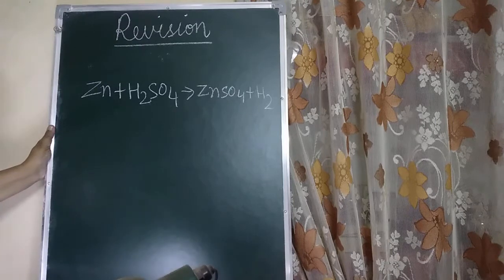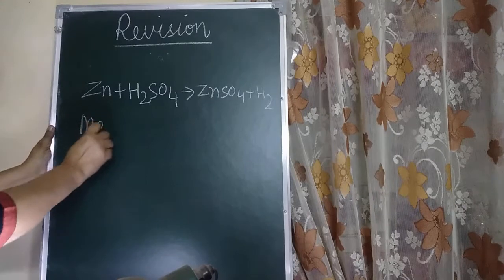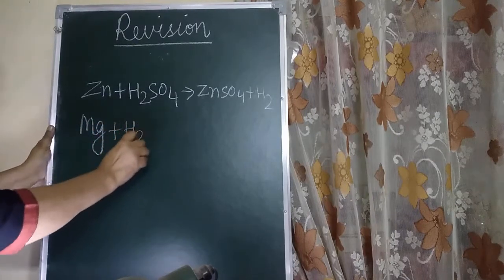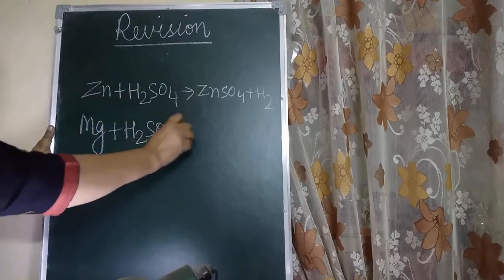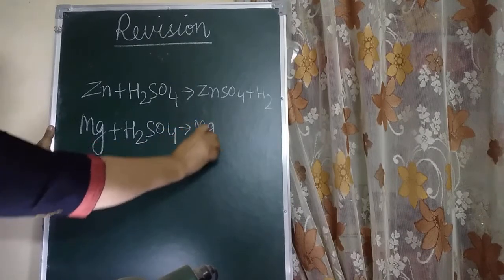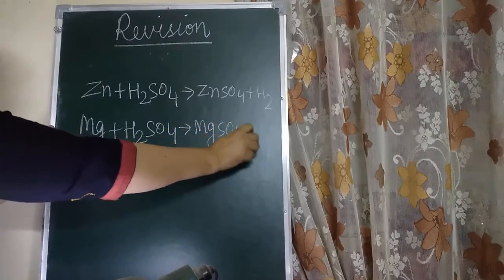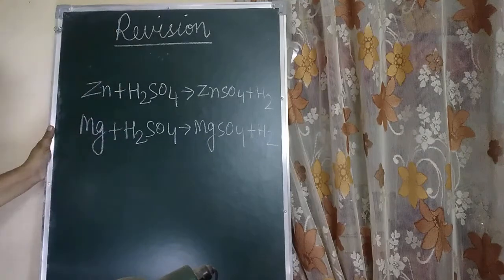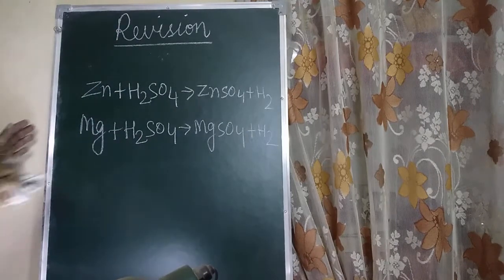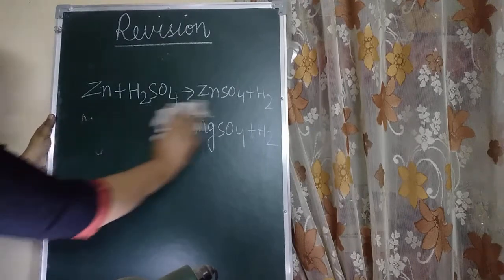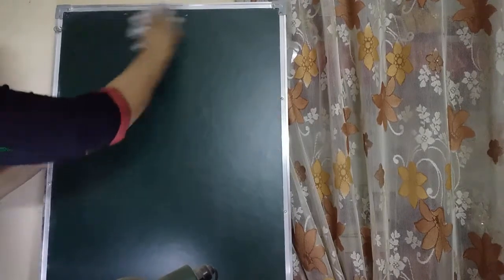Okay, next one, let us do the next, children. That is the reaction of magnesium with sulfuric acid. Magnesium plus sulfuric acid gives MgSO4 plus H2. Okay, now children, this was the reaction. You should know how to do the reaction, everyone.